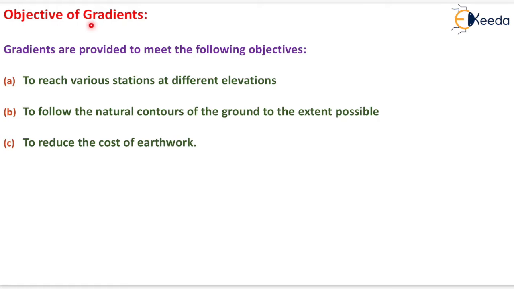Now, objective of gradient. Gradients are provided to meet the following objectives. The first one is to reach various stations at different elevations. Next one is to follow the natural contours of the ground to the extent possible. And the last one is to reduce the cost of earthwork.